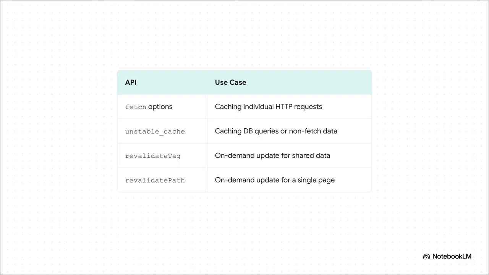This slide basically lays out your entire toolkit, your whole command center for managing data freshness. You've got options to control caching for individual fetches, you can cache database queries, and you have these really powerful APIs to trigger on-demand updates for a specific page or even for data that's shared across many different routes.